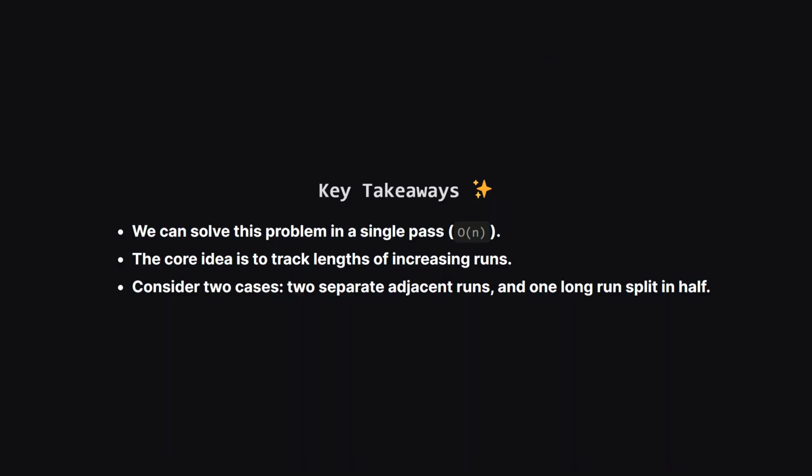So let's wrap it up. The key takeaway here is that we can solve this problem with a very efficient one-pass approach. The trick is to stop thinking about individual subarrays and instead focus only on the lengths of the continuous increasing runs. By keeping track of the current and previous run lengths and considering the two main cases for forming our pairs, we can find the answer quickly and with minimal memory.